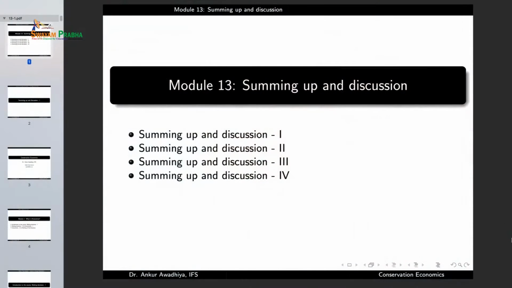Namaste. Today we shall begin summing up the salient points of learnings that we have seen in this course. So we will have 4 lectures on summing up and discussion.